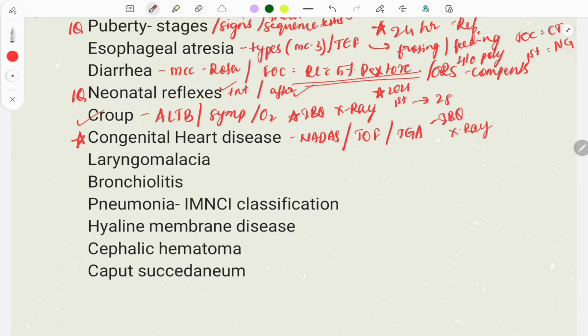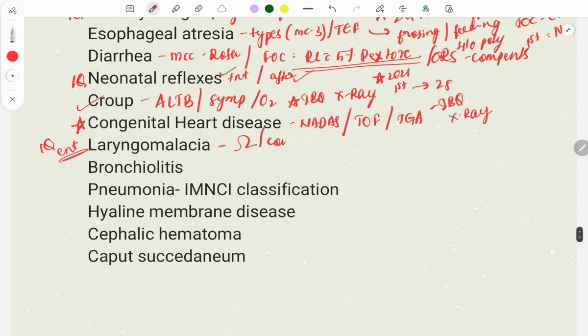Then the next important question, laryngomalacia, which is important from the ENT point of view also. This is also a must-do, and every year a question is asked. Laryngomalacia has an omega-shaped epiglottis and it is a congenital condition. There will be stridor present and the treatment is symptomatic. By 2 years or more than 2 years, when the child grows, this will regress by itself.